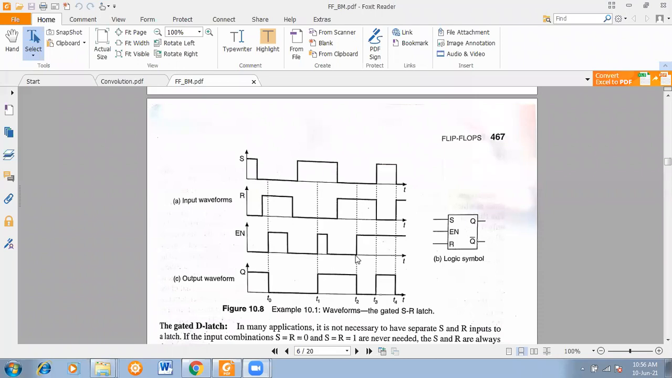So it will be 1 until the second clock is present. So clock is present here. यहाँ पे क्या देखो S is equal to 0, R is equal to 1. So इसलिए output तुम्हारा 0 होगा. So 0 हो गया. So that is the conditions.